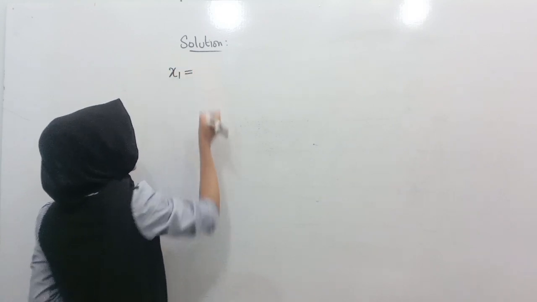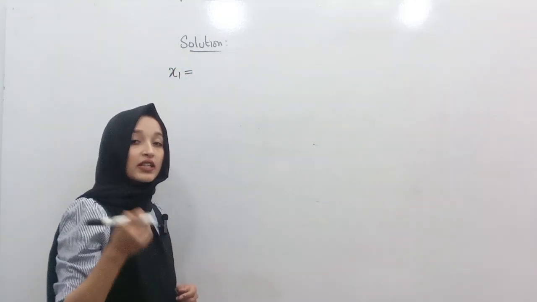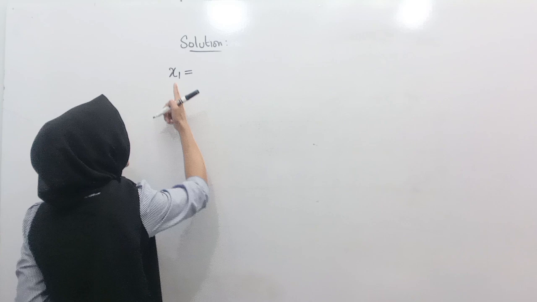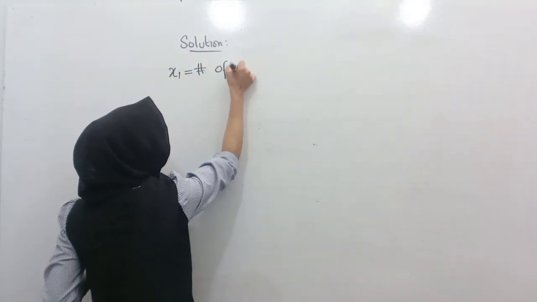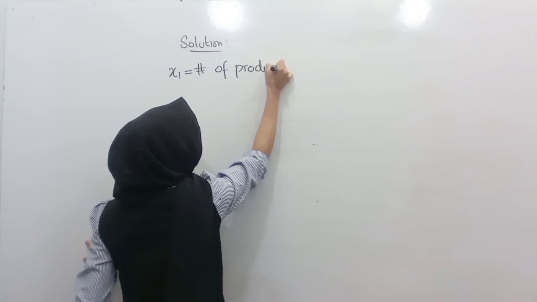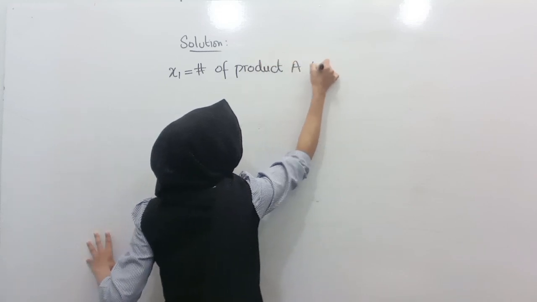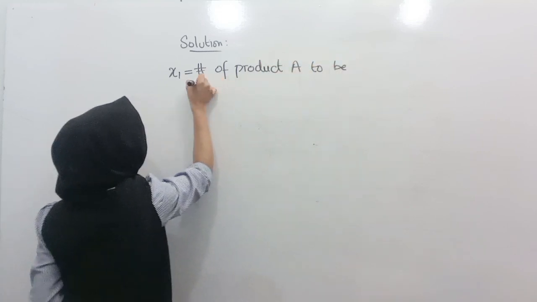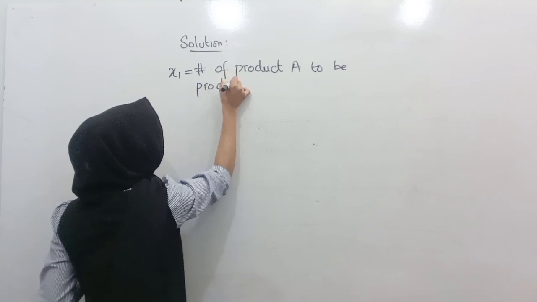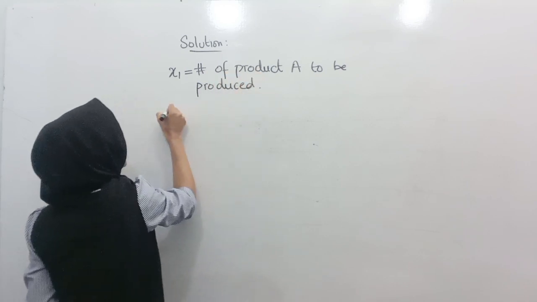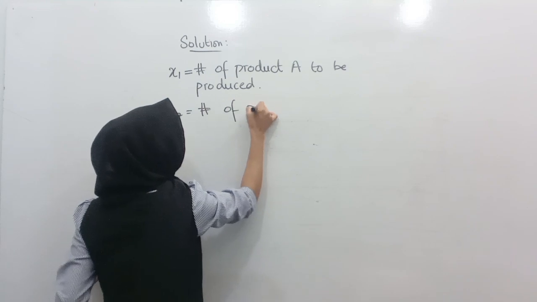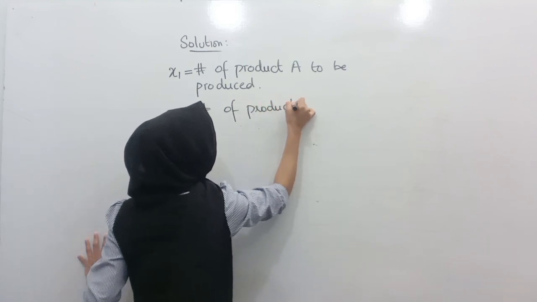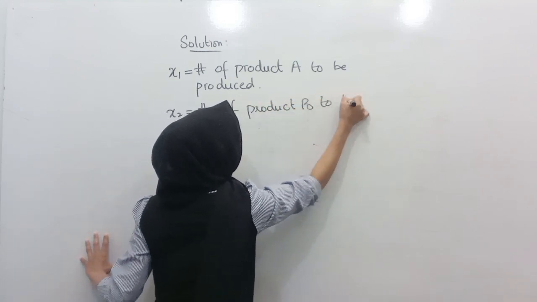As we have to find the number of products A and B to be produced, we let X1 be the number of product A to be produced, and X2 be the number of product B to be produced.